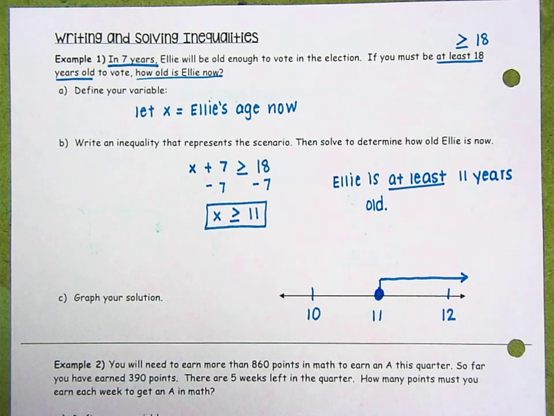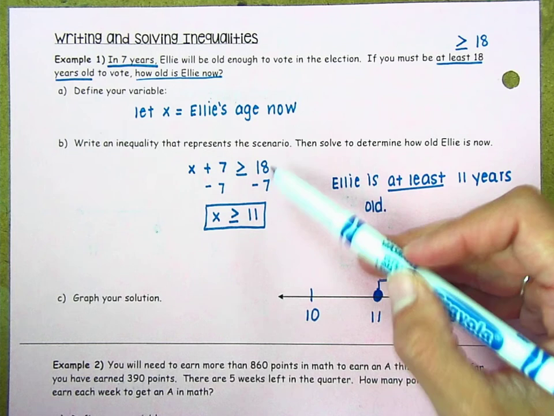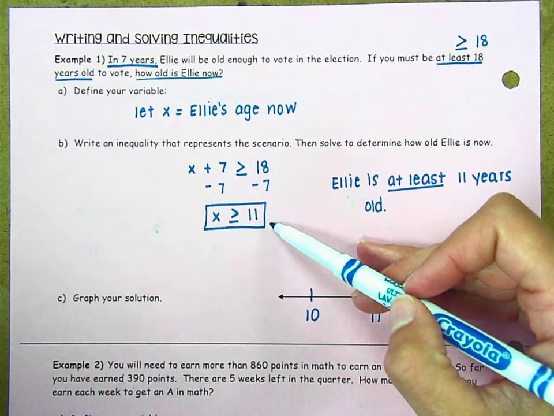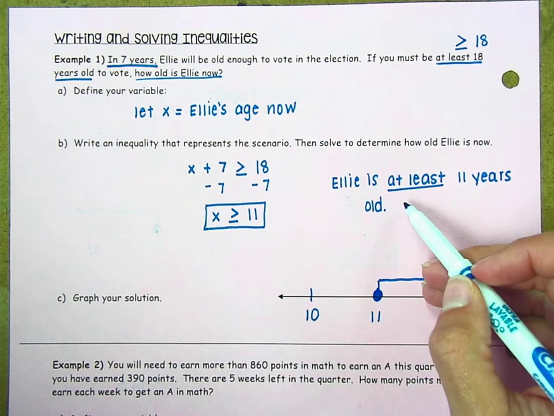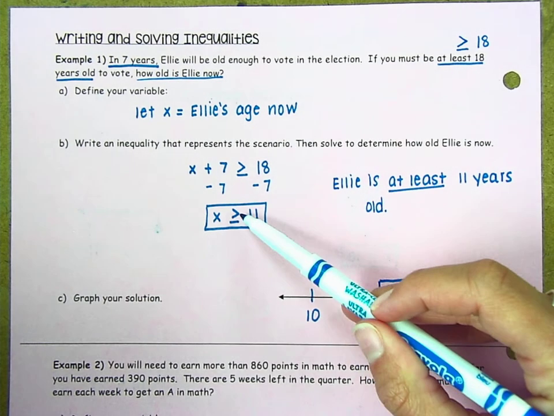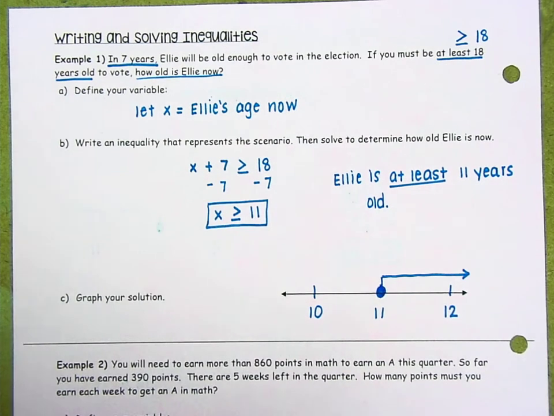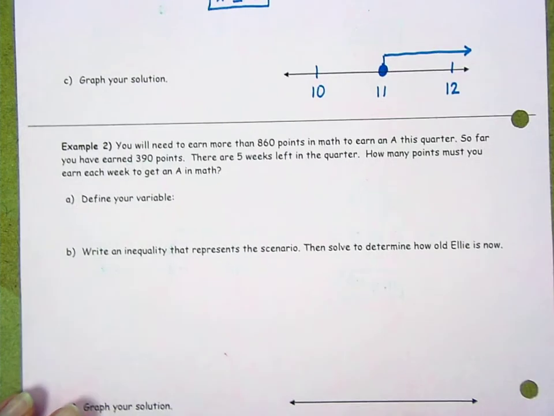So there are 4 things that we're looking for when we are asked to write and solve an inequality. 1 is the actual inequality with the correct symbol. 2 is the solution to the inequality. 3 is the answer to my question indicating what this symbol is saying to us. And 4 is the graph of our solution. Let's take a look at another example.